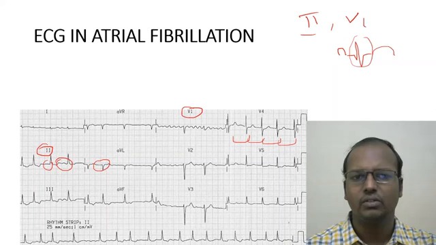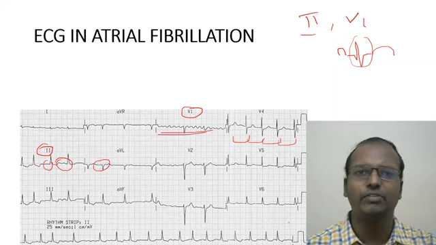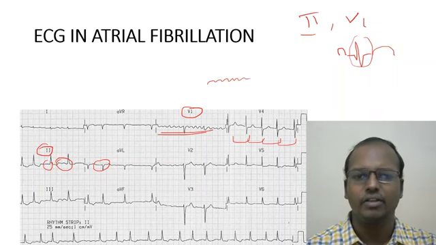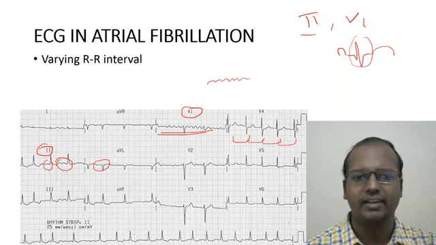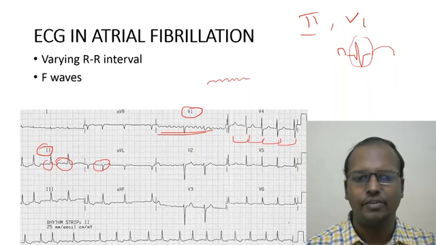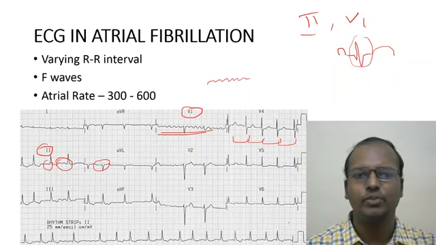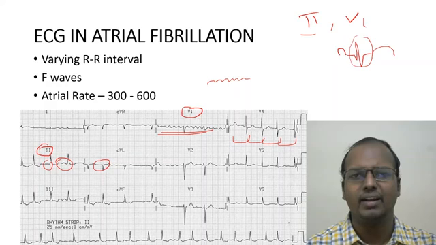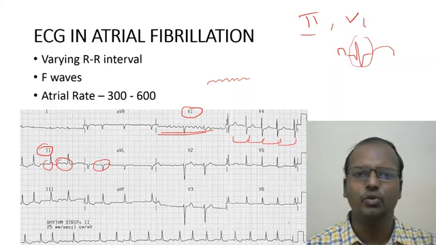So what is this? This is called F waves or fibrillary waves. See some wavy pattern. These are the classical findings: varying RR interval, F waves, then atrial rate will be usually 300 to 600, a rapid rate. Ventricular rate will be around 150 to 200.